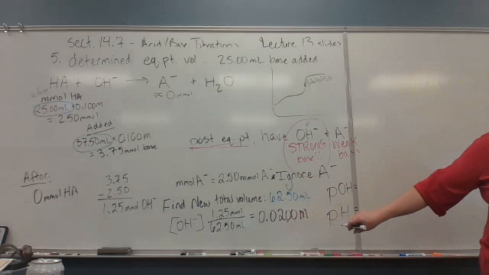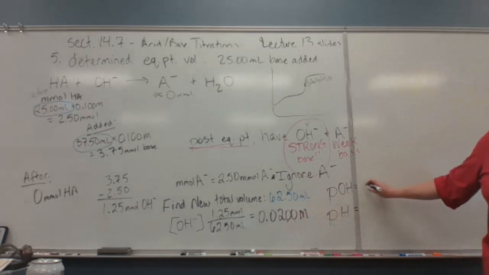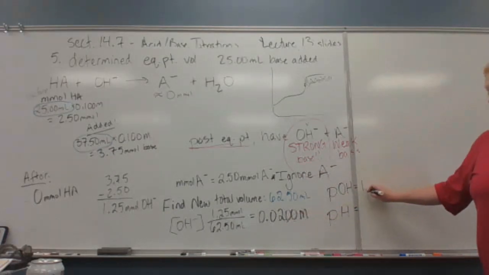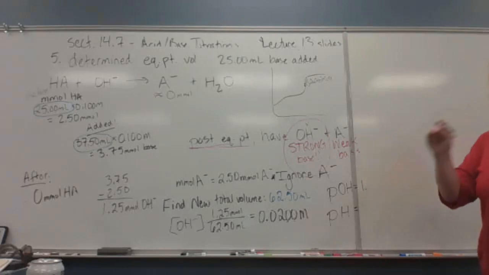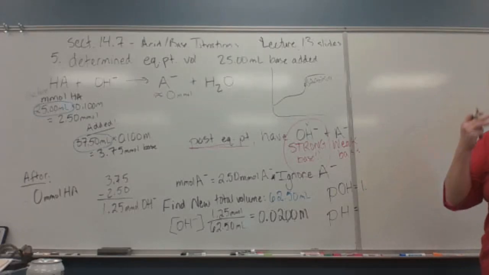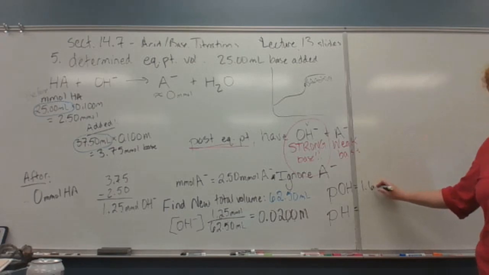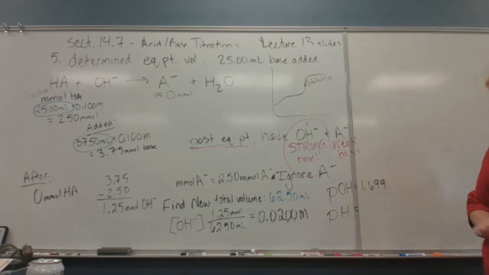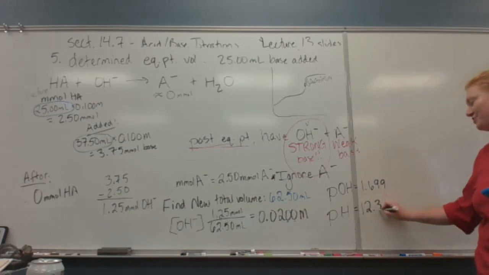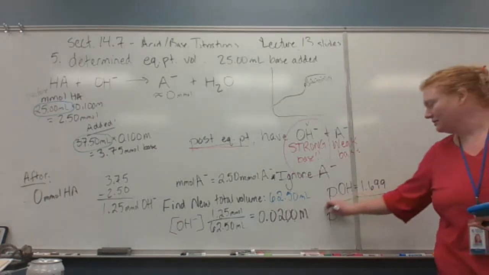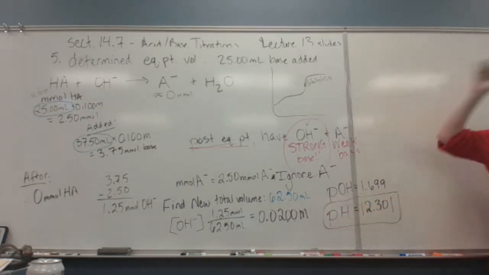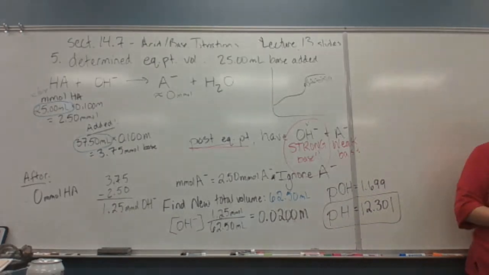Again, 3 sig figs in my concentration means my pOH value goes 3 places past the decimal. 1.699 is what I got. So then that means my pH is 14 minus 1.699, and I get 12.301 is the pH of this mixture at this point.